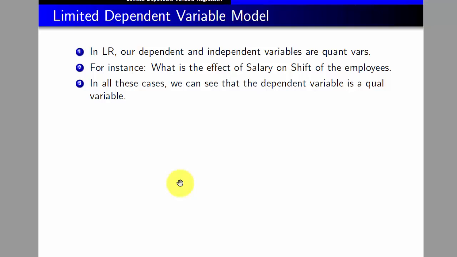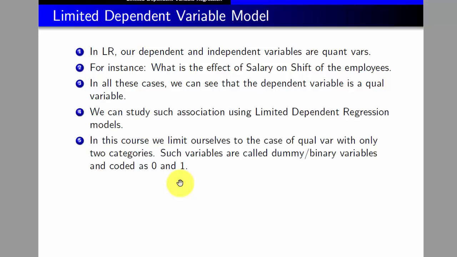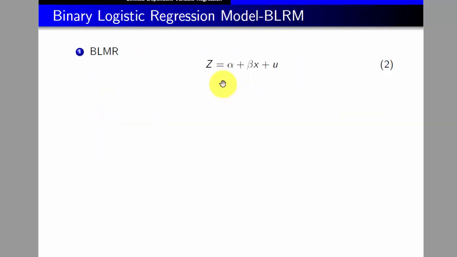We want to see the effect of a quantitative variable on a qualitative variable. In such cases, we use limited dependent variable models. In our course here, we limit ourselves to the case of qualitative variables with two categories. These qualitative variables with two categories are called dummy variables or binary variables, coded with 0 and 1. Binary logistic regression model in the following form: z is equal to alpha plus beta x plus u. Z is the limited dependent variable, in our case a binary qualitative variable, coded as 0 and 1. Alpha is the constant, beta is the coefficient, x is our independent variable, and u is the residual.